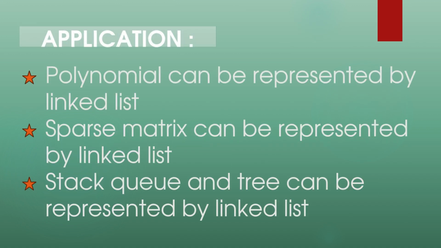Now we will see the applications. Where can we use or apply the circular doubly linked list? First, polynomial representation. Circular doubly linked lists help represent complex mathematical expressions like polynomials. Second is the sparse matrix. For memory optimization, a sparse matrix can be efficiently represented using a linked list. Stack, queue, and tree data structures can also be implemented using a circular doubly linked list.